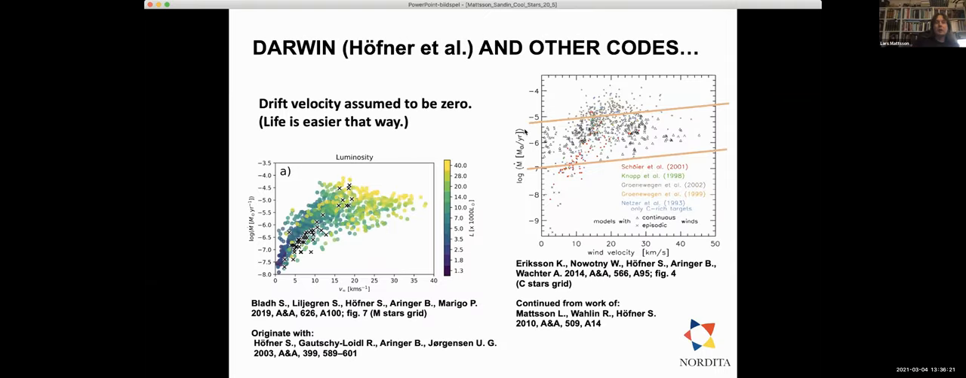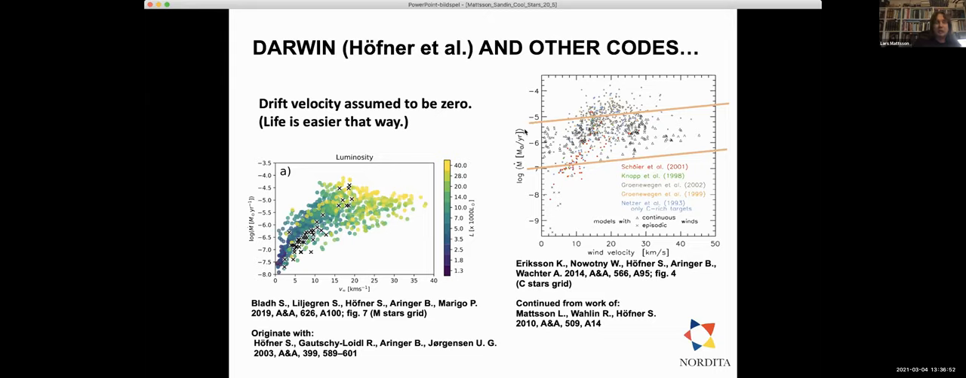But if we look at what has been done before, what I have done before and what a lot of other people have done before, take here the example of the code that wasn't called Darwin at that point, when I did my PhD thesis, I worked with the Sedlmayr-Höfner code. And there you assume the drift velocity is zero. And that's what actually most people do. And I think the main reason for this is that life is easier that way, because modeling drift is complicated, as I'm going to show here.